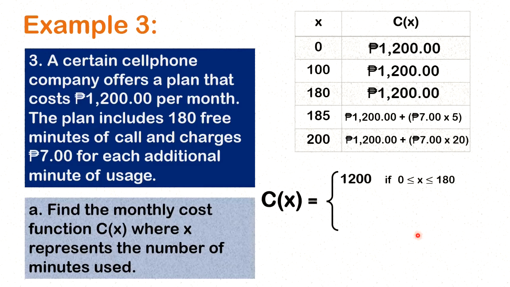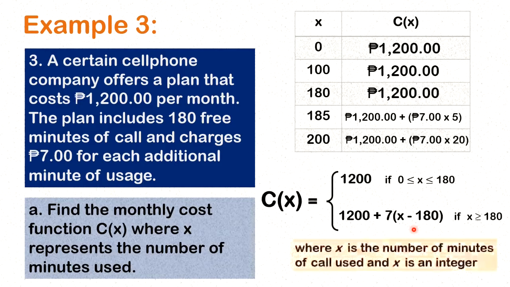Okay? So again, you may want to write the peso sign. What about when X is greater than or equal to 180? We have this. Yeah? Dito ko lang sila ipapattern. Dito sa 185 at saka 200. Diba? We have 1,200, the fixed amount, plus 7 pesos times kung ilan yung excess, ilang minutes yung lumagpas sa 180. Diba? Okay. So, this is how you write the monthly cost function. What is X here again? X is the number of minutes of call. Okay? And X is an integer.